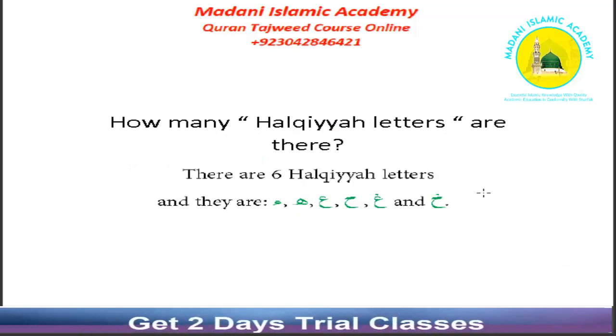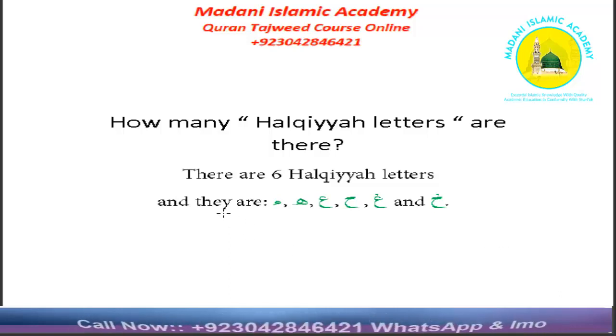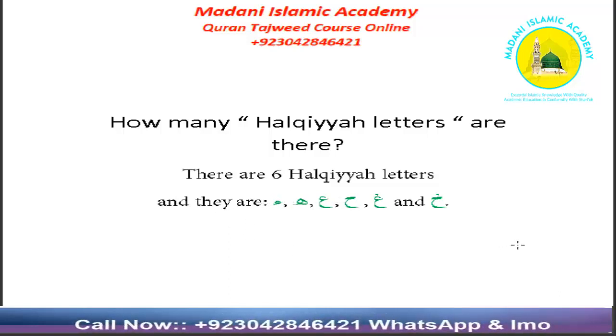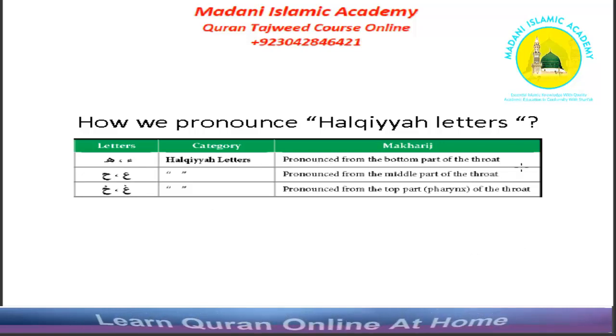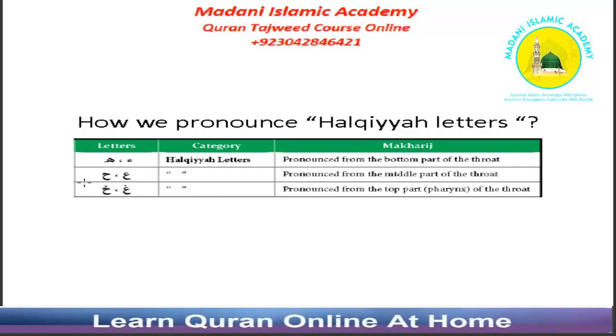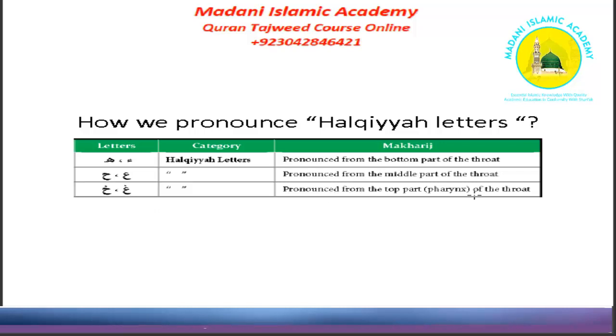How many halqiya letters are there? There are 6 halqiya letters, and they are hamza, ha, ain, ha, ghain, kha. How do we pronounce halqiya letters? They have different origins, different makhrij. Hamza and ha are pronounced from the bottom part of the throat. Ain and ha are pronounced from the middle part of the throat. And ghain and kha are pronounced from the top part of the throat.